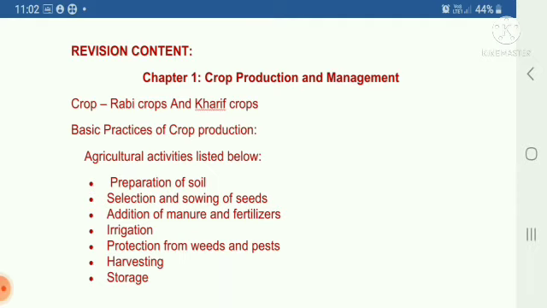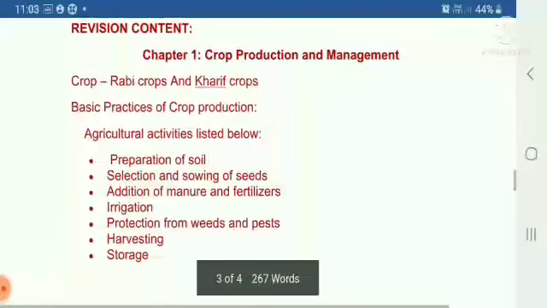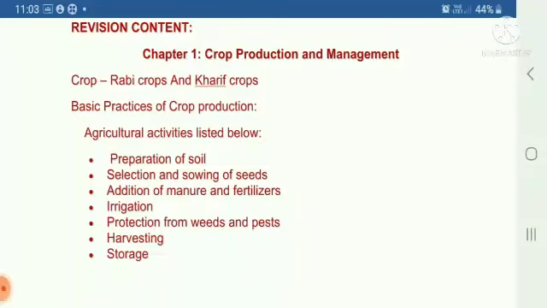The crops are divided into 2 types: Rabi crops and Kharif crops. Kharif crops are cultivated in the rainy season and Rabi crops are cultivated in the winter season. Examples of Kharif crops: paddy, cotton, maize. Examples of Rabi crops: wheat, gram, etc. Okay? And also you should read in this chapter the basic practices of crop production.